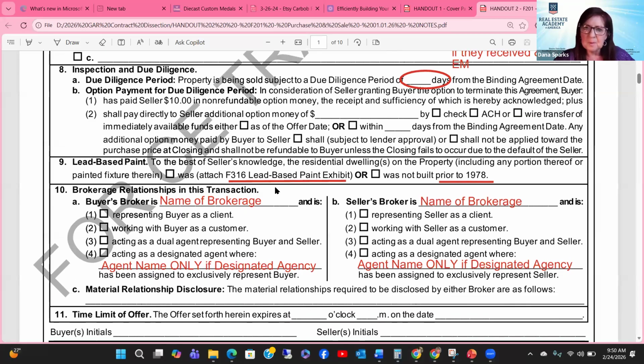Lead-based paint, if the property was built prior to 78, or if anything in the property was painted prior to 78, you need a lead-based paint disclosure. Must be.